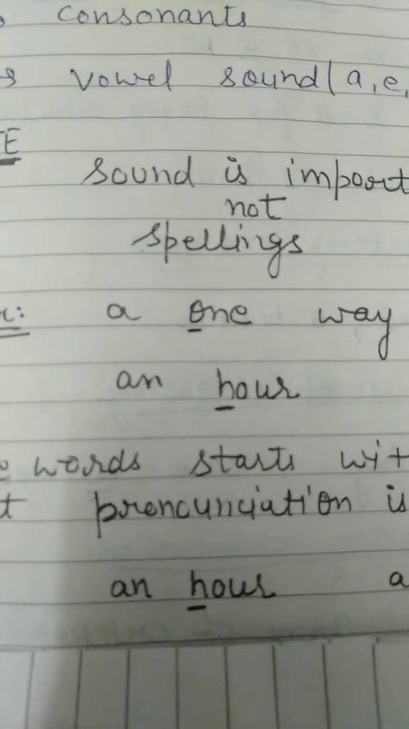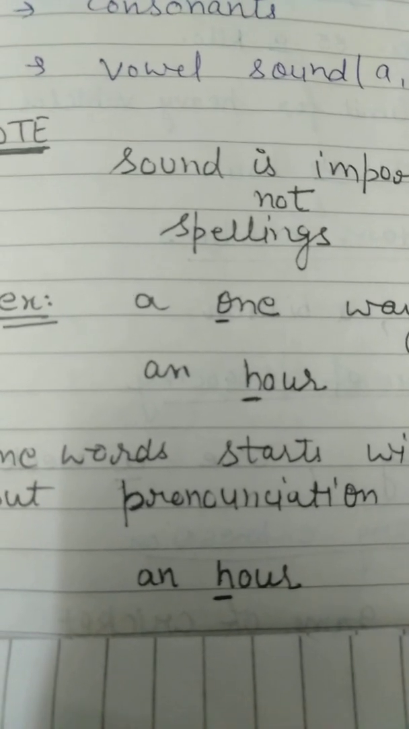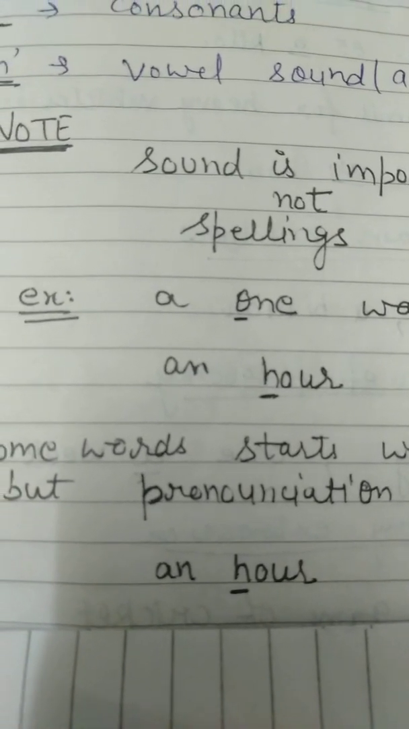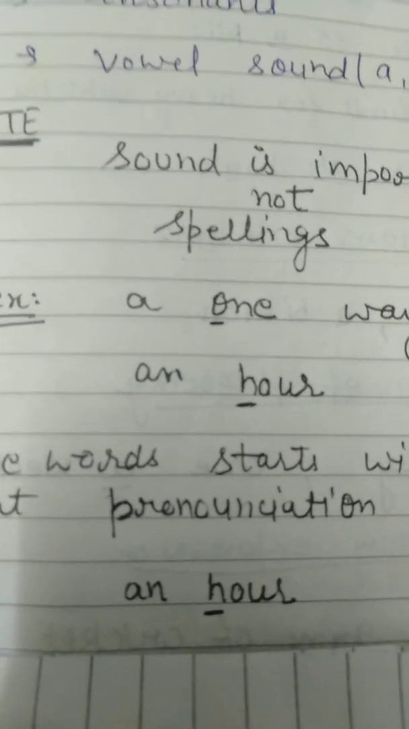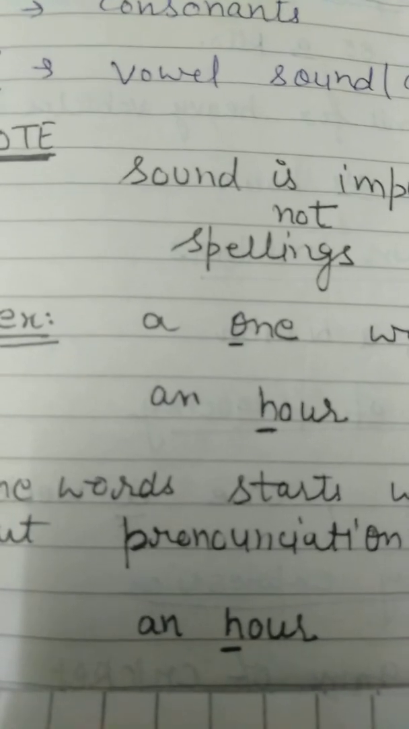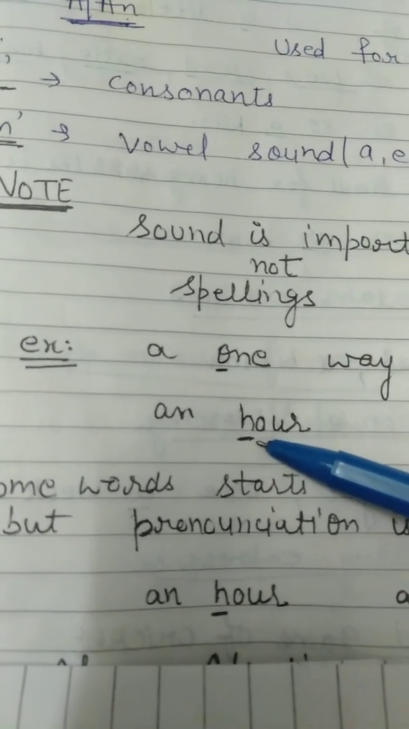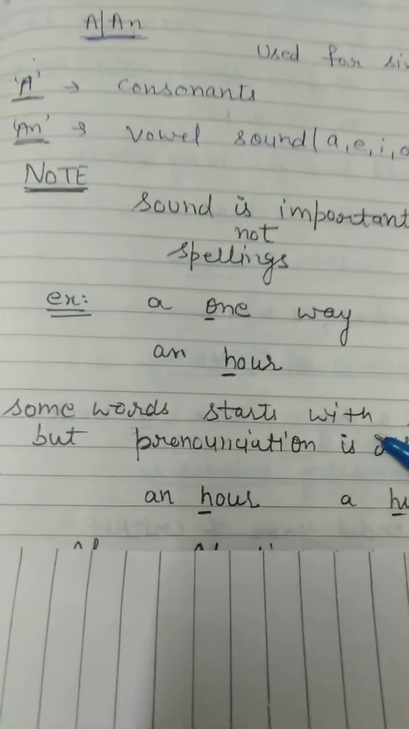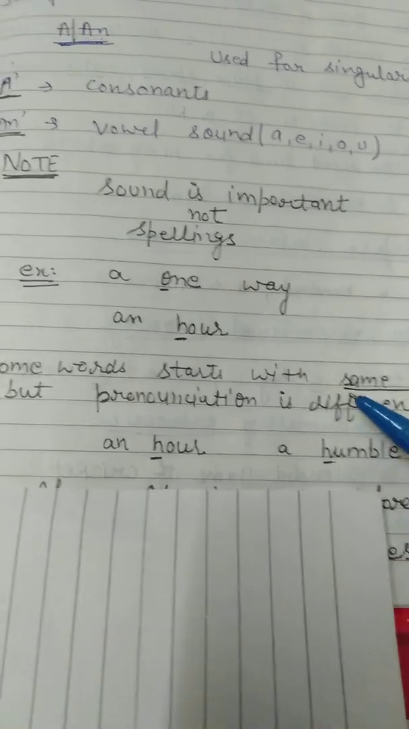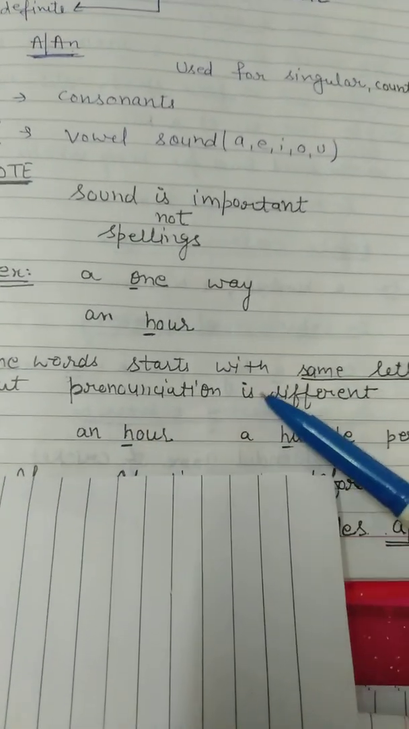And the second is an hour. See here, "hour" starts with h. It is starting with a consonant letter, but we are using an here. Why? Because its sound is ow, it's giving the sound of a vowel. Clear?